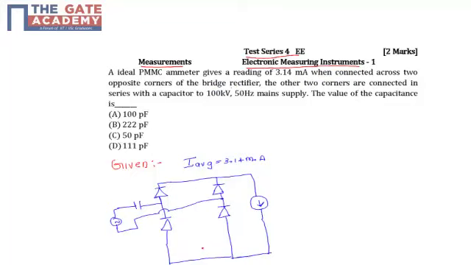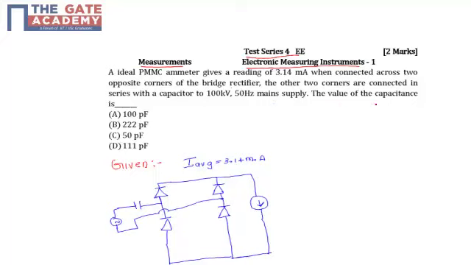This is the bridge rectifier. When it is connected across the two opposite corners of the bridge rectifier, the ammeter reads 3.14 milliampere. The other two corners are connected in series with a capacitor to 100 kilovolt, at a frequency of 50 Hz from the main supply.